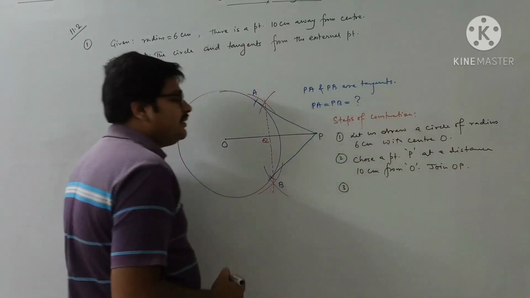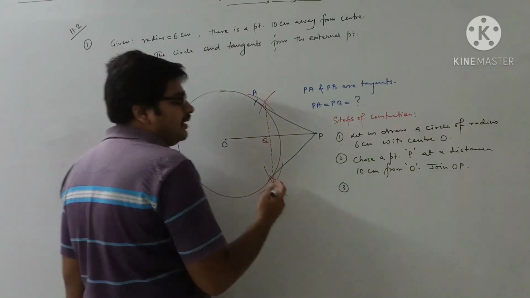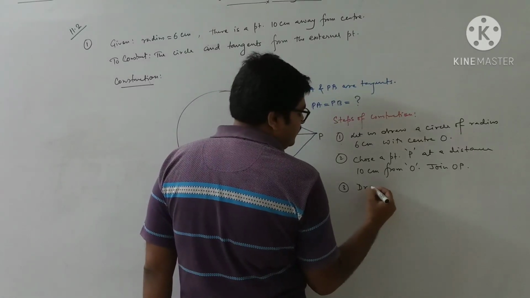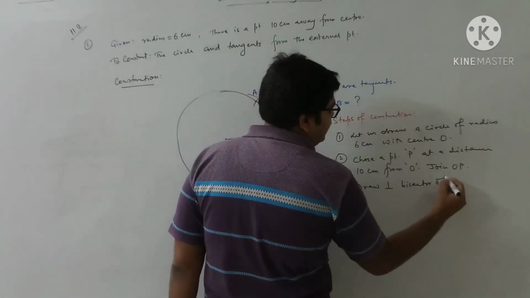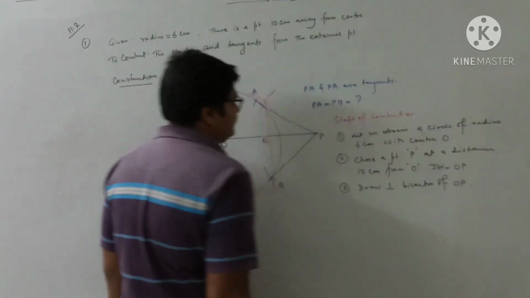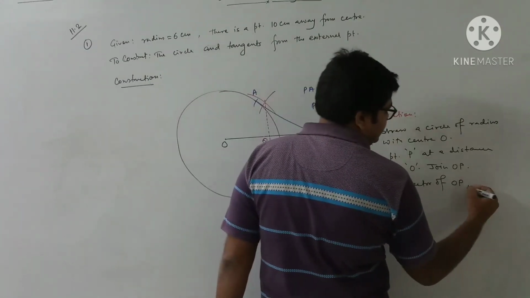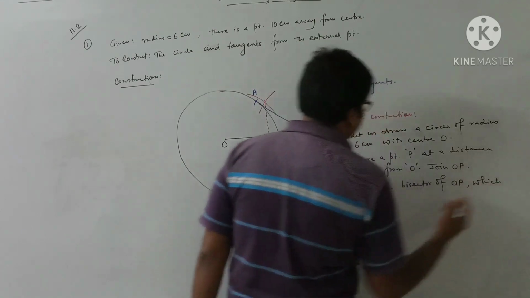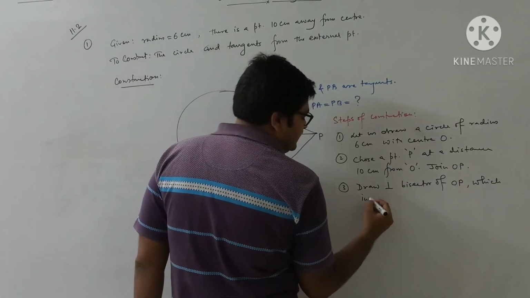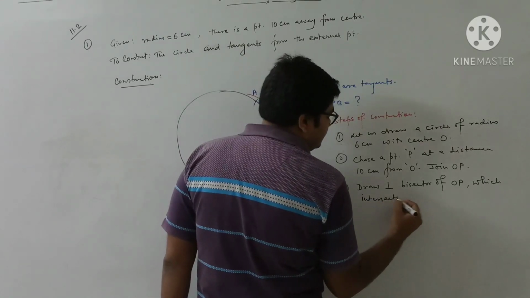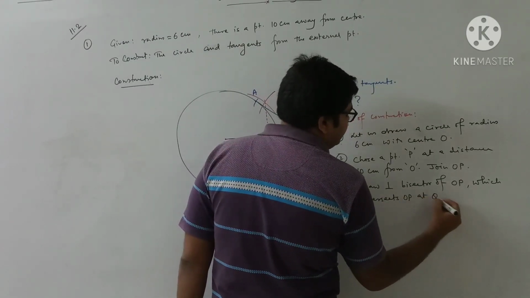What is the next thing we have done? We have drawn the perpendicular bisector of OP. Draw the perpendicular bisector of OP, which intersects OP at Q.